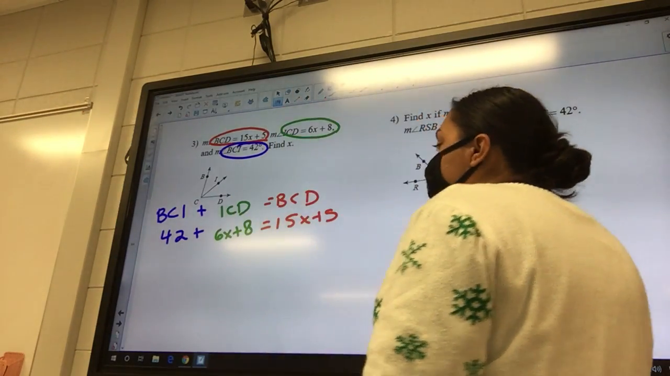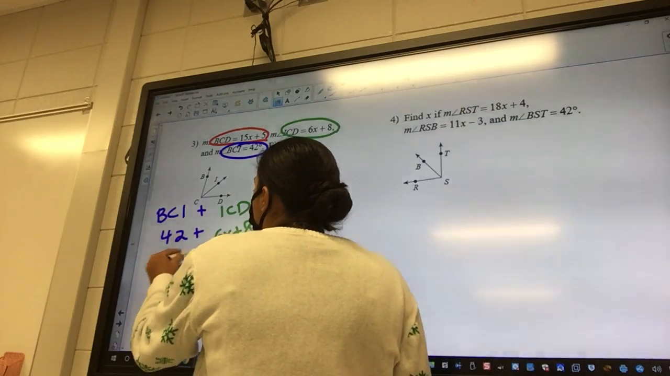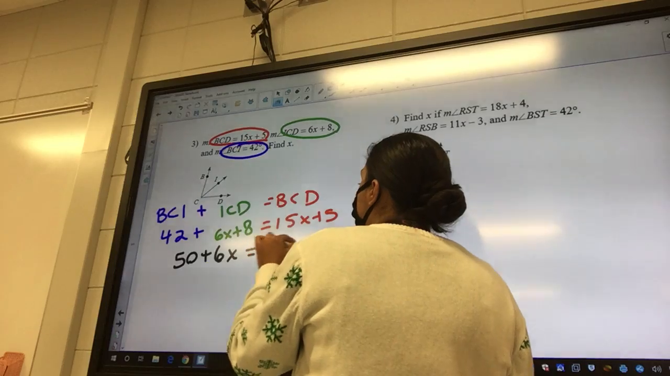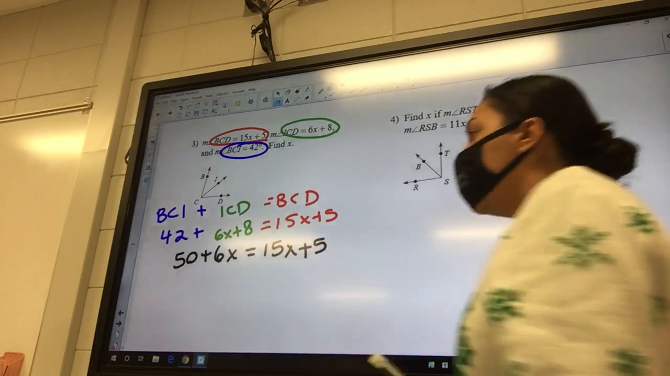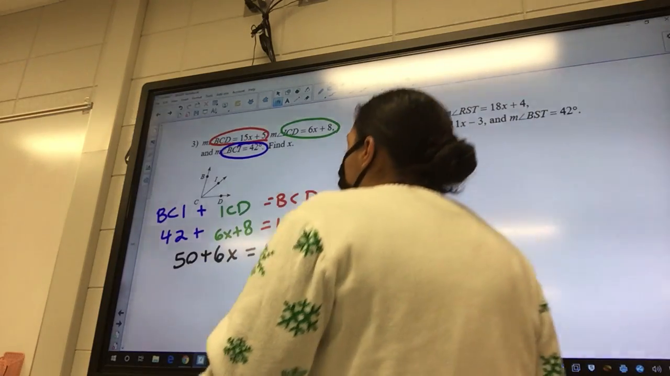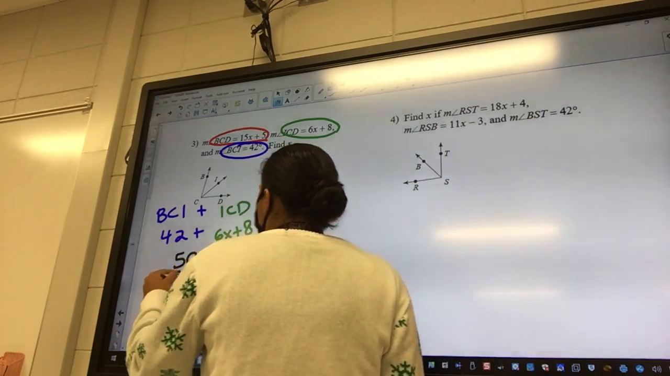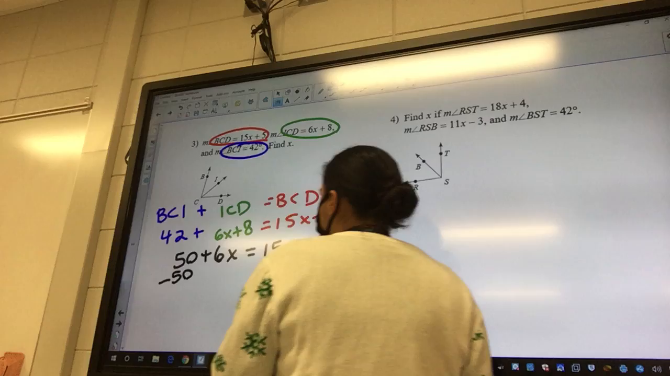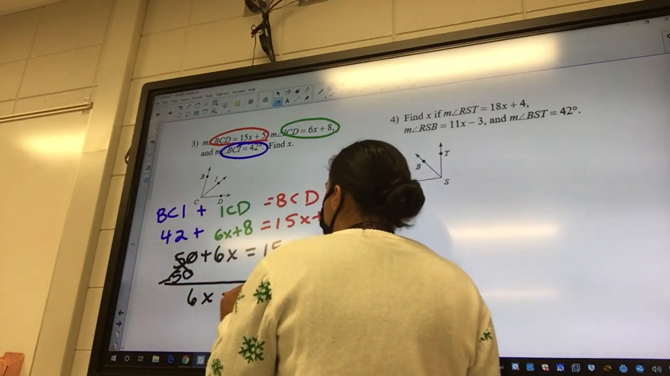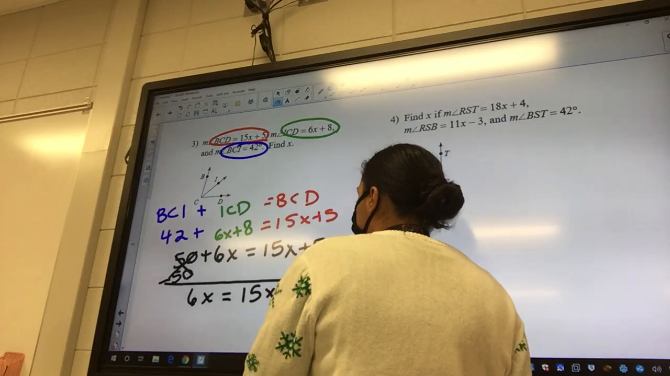42 plus 8 is gonna be 50, plus 6x, 15x plus 5. Okay, and then we're gonna move all of our numbers to the right. So I'm gonna say minus 50, minus 50. Wouldn't the 50s then cancel? Yep, so I got 6x equals 15x minus 45.